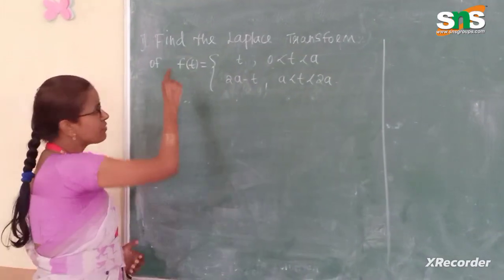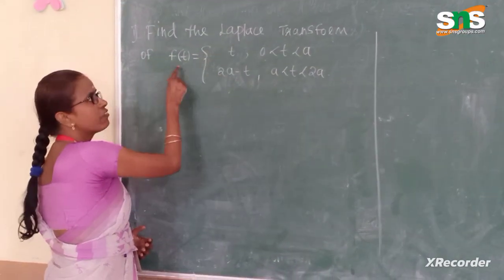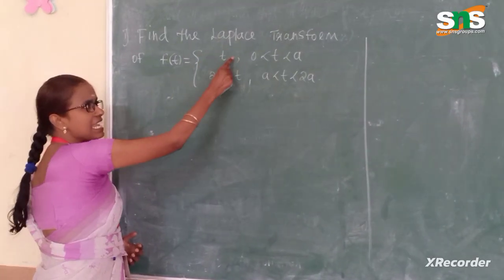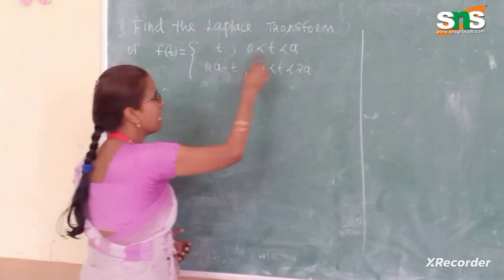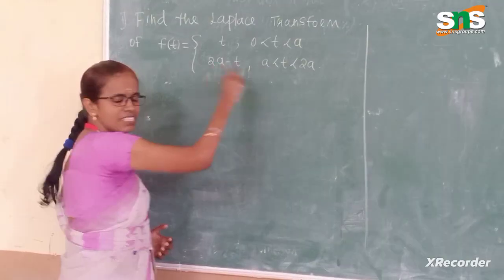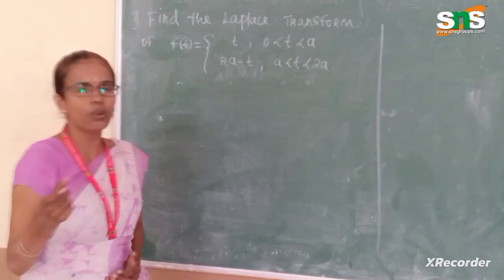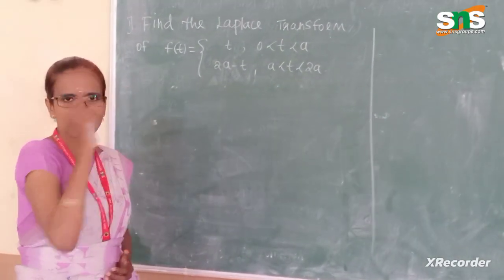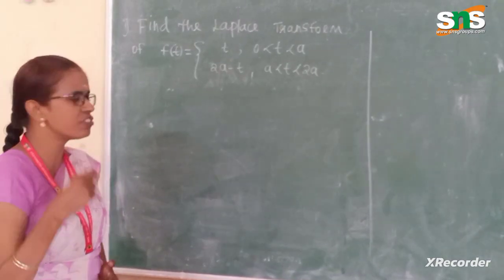So the problem is: find the Laplace transform of f of t equal to t, for 0 less than t less than a, and 2a minus t, for the interval a less than t less than 2a. For this problem we are going to use the Laplace transform concept, and using that we are going to find the integral value.